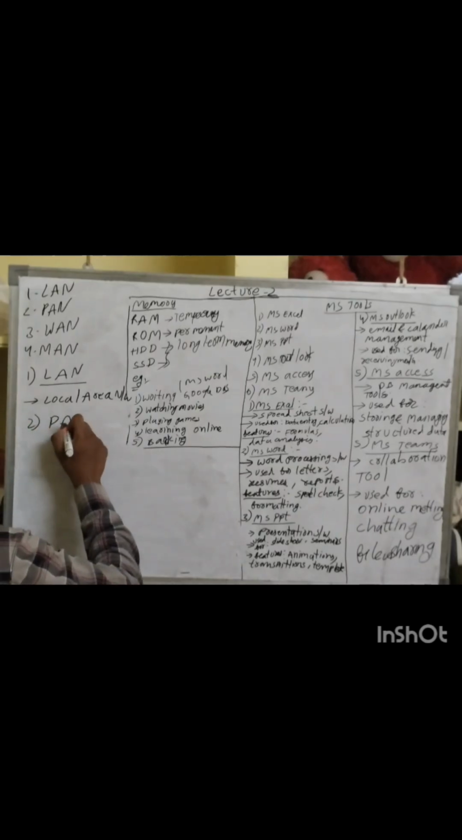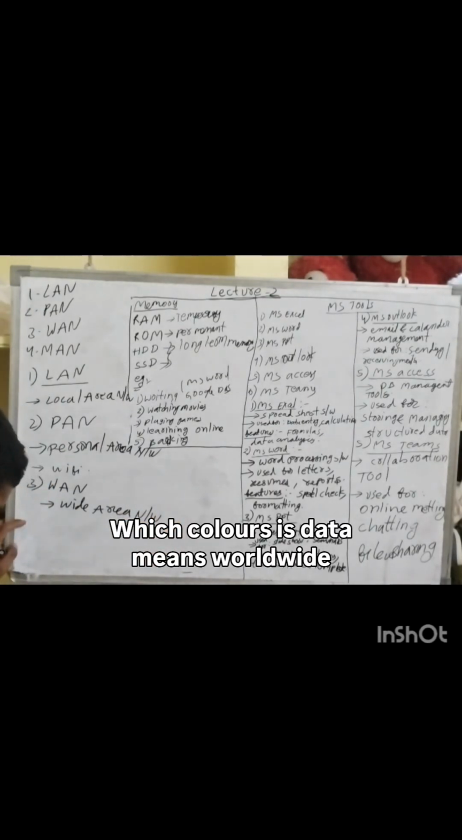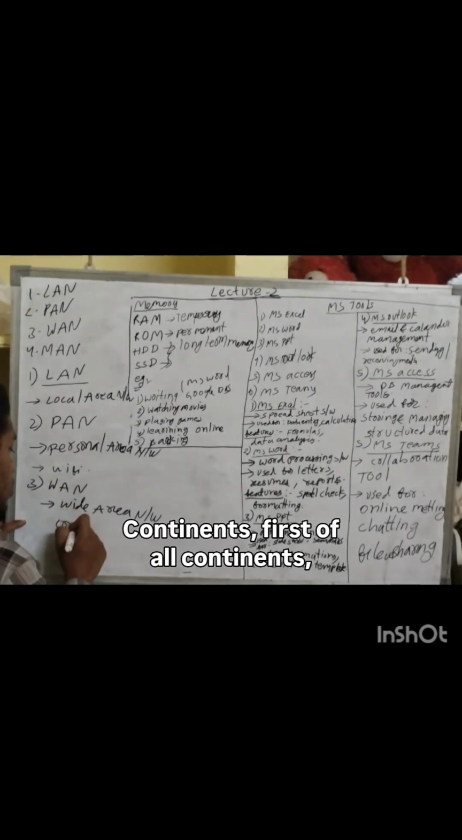Next one is PAN. PAN means personal area network, which is connected through Wi-Fi. Next, the third one is WAN. WAN means wide area network, which connects worldwide data, across continents. For suppose, overall continents, one data will be connected.